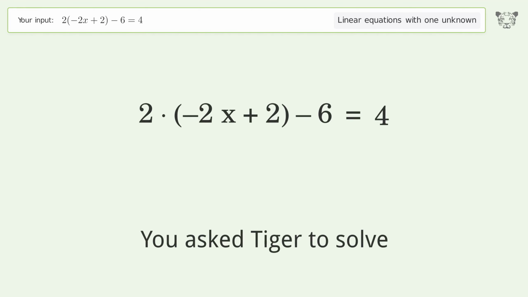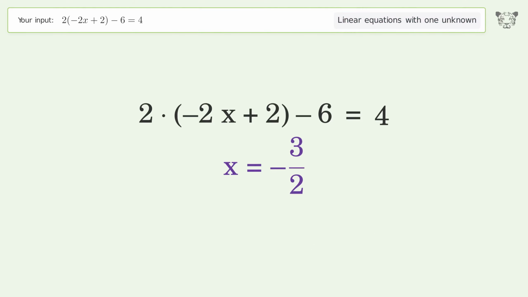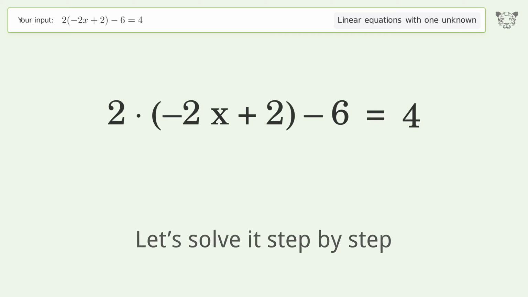You ask Tiger to solve. This deals with linear equations with one unknown. The final result is x equals -3/2. Let's solve it step by step.